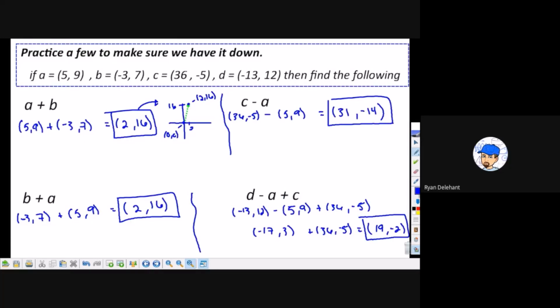Everybody okay with the addition and subtraction? All right, let's carry on.